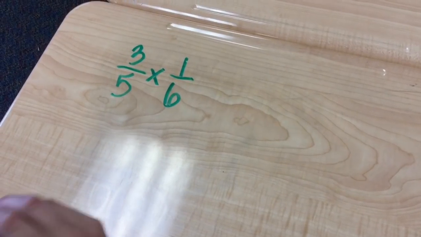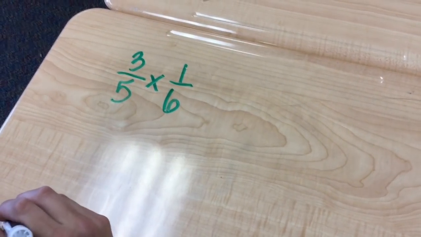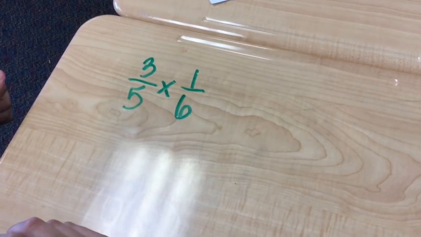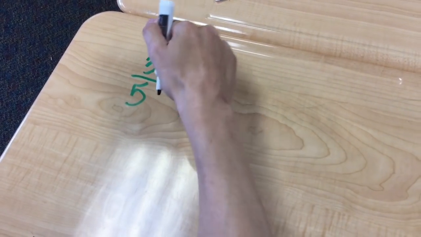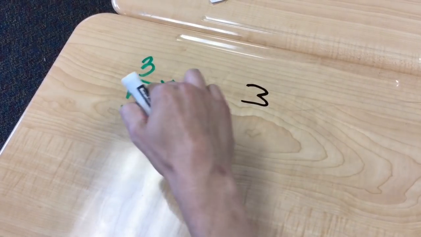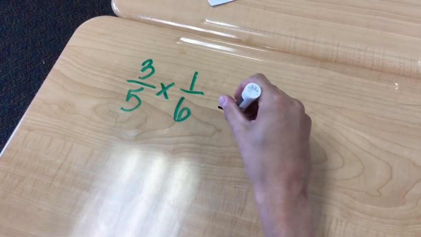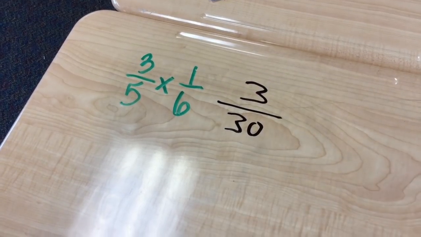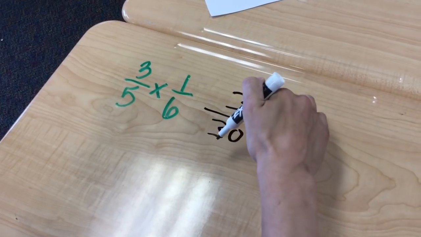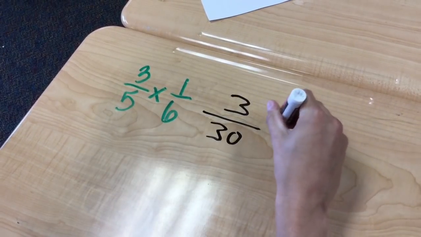Okay, so multiplying fractions, you just multiply across. Numerator times numerator, denominator times denominator. So I have 3 times 1 is 3. 5 times 6 is 30. I'm done, right? No, don't forget to simplify. Always simplify. I know 3 goes into 3 one time.